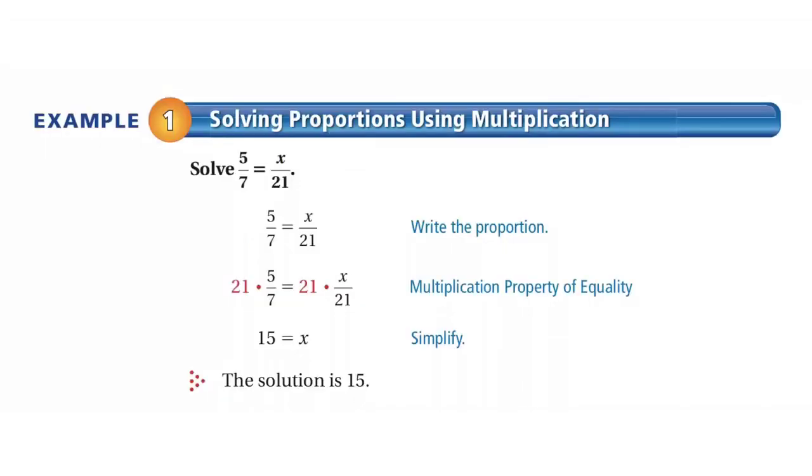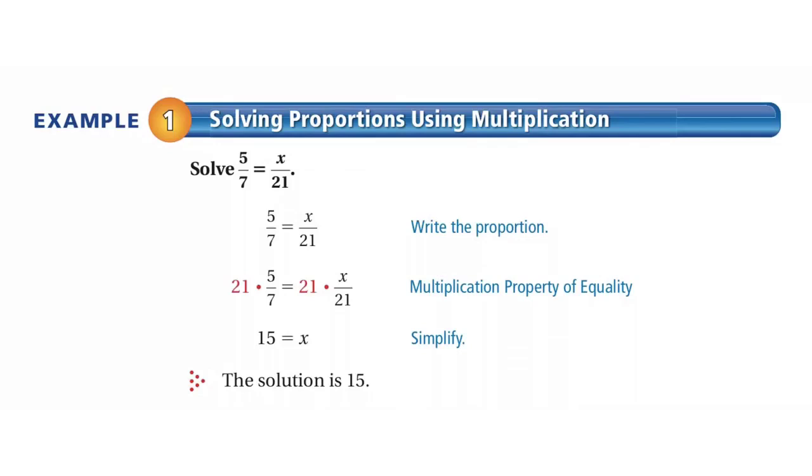Now, while we look at these, remember you can use any method you want to. Find the one that works best for the problem, or maybe you just use the same one each time. Whatever works best for you. For example 1, 5 over 7 equals x over 21. I would have noticed on the bottom they multiplied by 3 to go from 7 to 21. So I would have multiplied by 3 to go from 5 to 15.